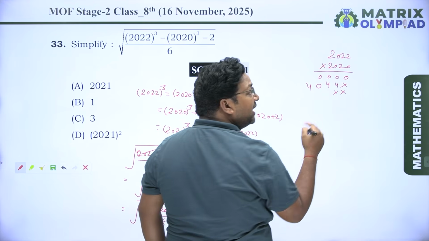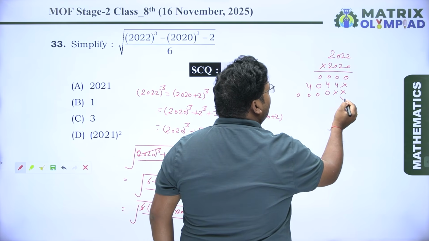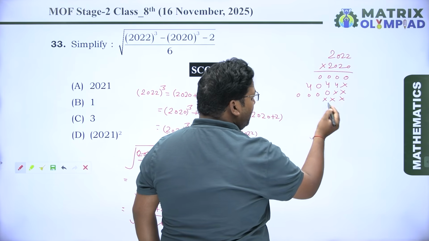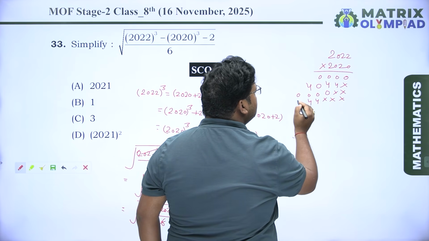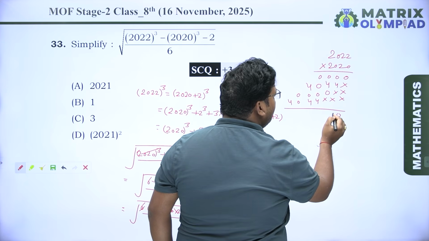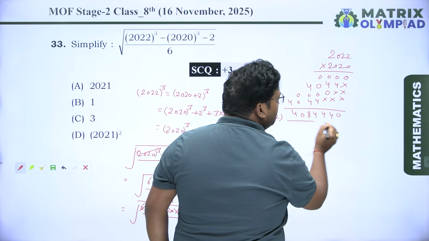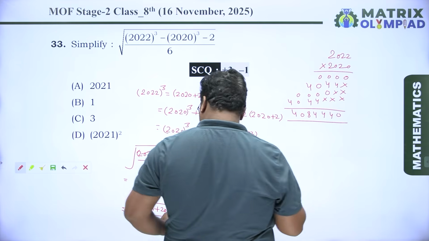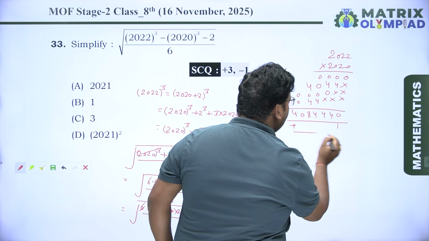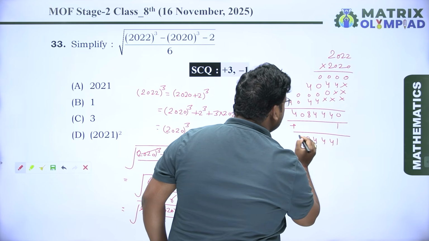Now we have to multiply it again by 0. So it is 0, 0, 0, 0. Now we have to multiply it by 2. So it is 4, 4, 0, 4. We have to add all the terms. So we will get 4, 0, 8, 4, 4, 4, 0, 4. So this number is this. Now we have to add plus 1 here. So we will get 4, 0, 8, 4, 4, 1.